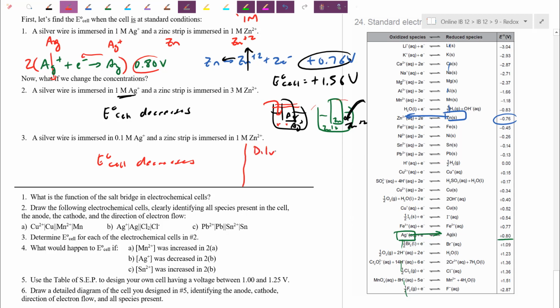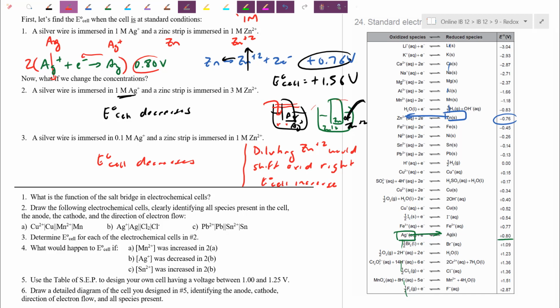I'm just going to include this here. Diluting Zn plus 2 would shift the oxidation equilibrium to the right, and therefore, for that situation, the E cell would actually increase. So we can temporarily play around with the voltages by shifting the equilibrium by diluting one side or diluting the other side.